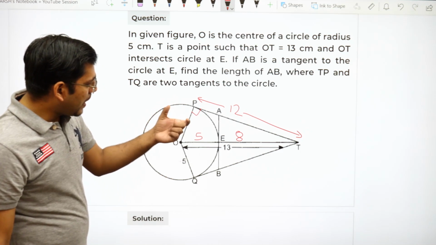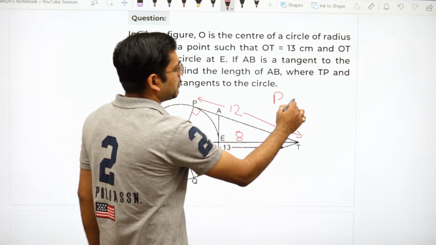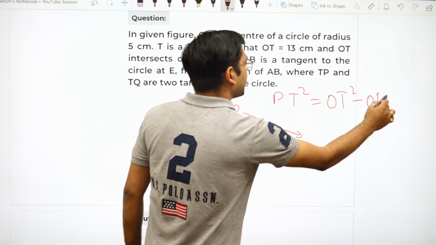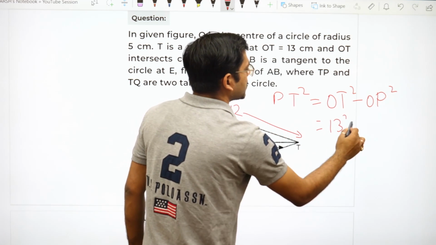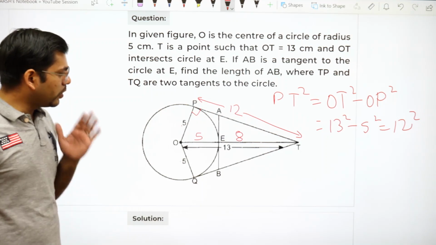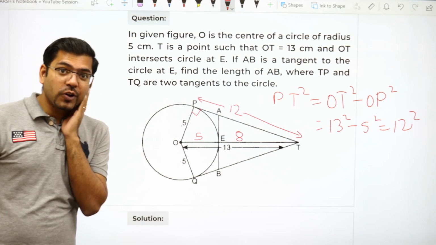So PT square is equal to OT square minus OP square. I am just writing here PT square is equal to OT square minus OP square. That is 13 square minus 5 square, and hence this is 12 square. Now we have got this value also. Now what else do we need? Find the length of AB. We need the length of AB.